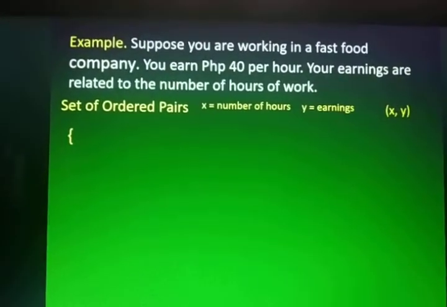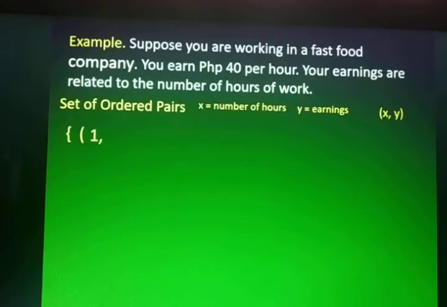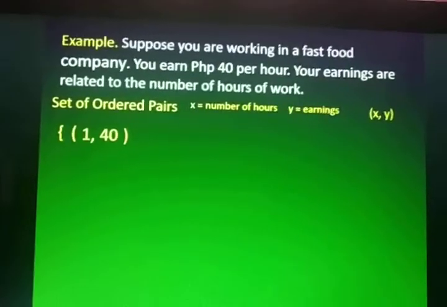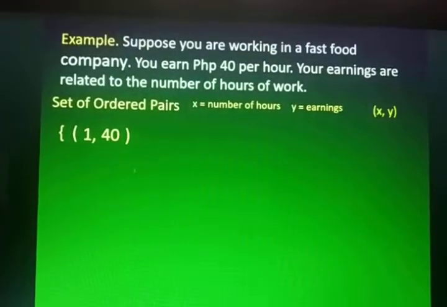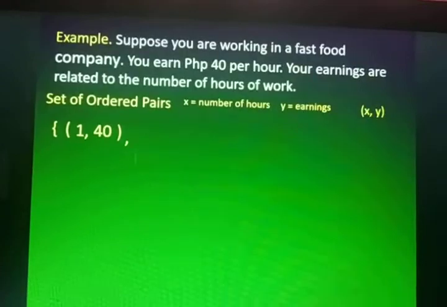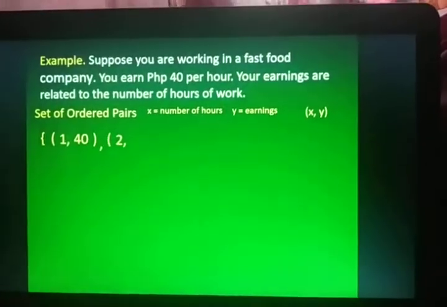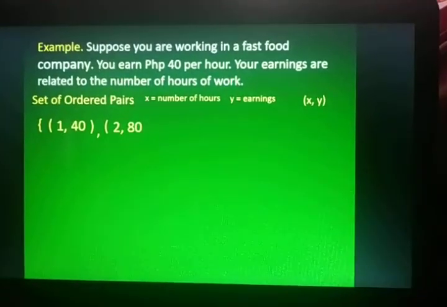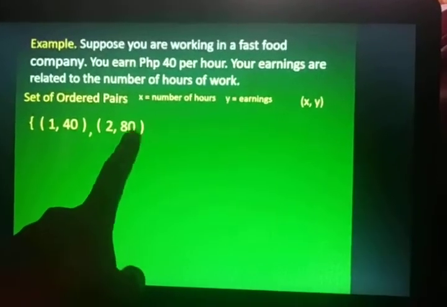Okay, open parenthesis followed by your number of hours first. If you have 1 hour of work, then you get 40 pesos. Close parenthesis. That means (1, 40) is your first ordered pair. And then use a comma. Then go for your second ordered pair. You'll have 2 for the value of x, then if you have 2 hours, you get 80. That's for the second ordered pair. The first ordered pair is (1, 40). Second ordered pair is (2, 80).